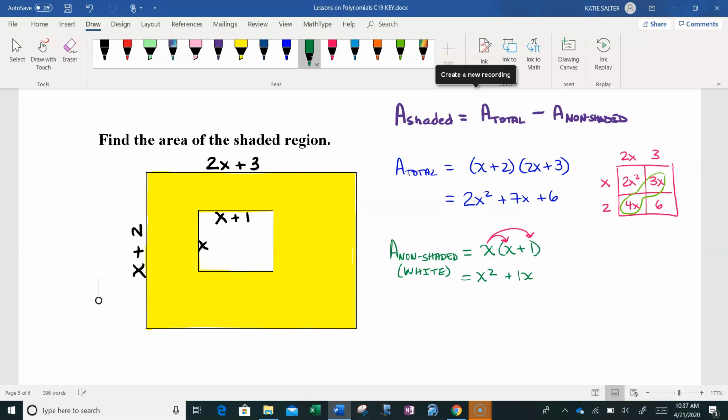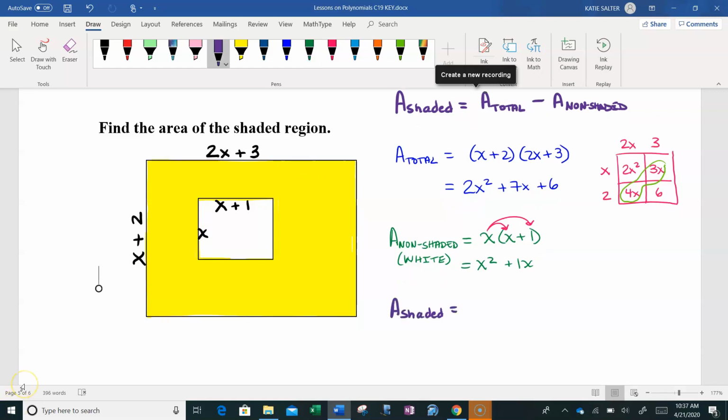Now that we have our big area and our small area, we need to find the area of the shaded region. To do that, we are going to subtract this non-shaded region, this white area, from the total area. So I'm going to copy down my total area, 2x squared plus 7x plus 6. But remember, I want to subtract the x squared plus 1x, and whenever we subtract a polynomial, we have to change its signs. So I'm going to write minus x squared minus 1x.